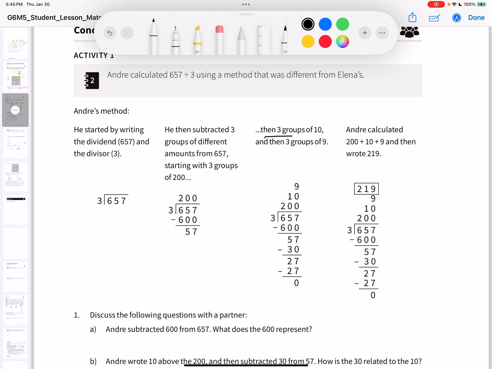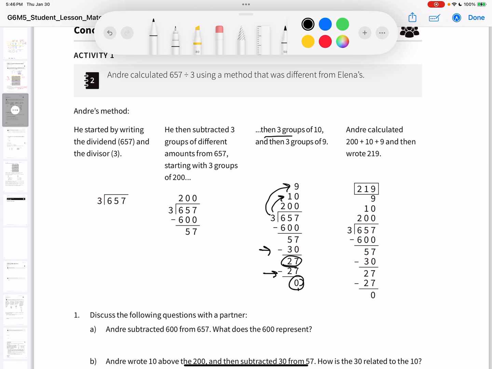So he said, how many times can 3 go into 57? Not evenly, but close. Well, we can do 10 groups, right? See how he doesn't have to do as many as he can. He's just taking a guess. So he said 3 times 10 is 30. So I'm going to take 30 out of there, and I'm left with 27. And I know 3 times 9 is 27. So there's that 27 that he takes away, and then we get to 0.